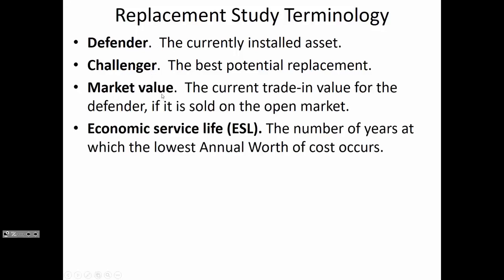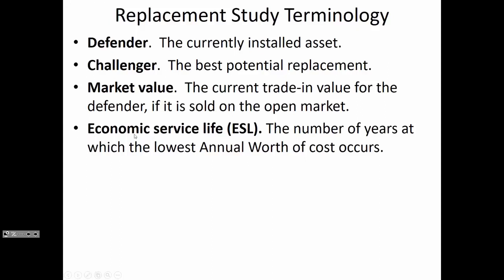Market value is similar to salvage value, except that salvage value implies it's at the end of the useful life of the item. So if we say the salvage value of the car, what we're really talking about is its scrap value. But the market value of a car may be its value on the resale market at any time prior to its end of life. So a car that you've owned for 3 years will have a higher market value than the salvage value at the end of its useful life.